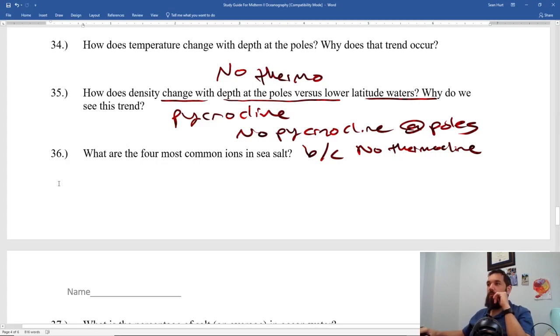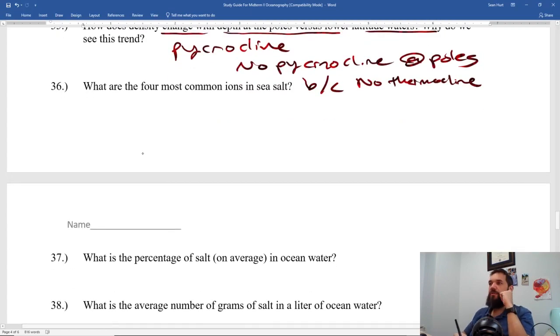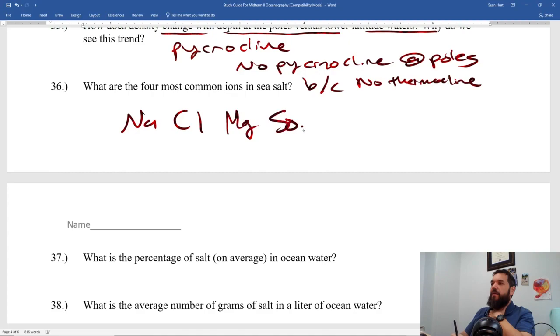All right, what are the 4 most common ions in sea salt? So moving on to ocean chemistry, definitely know those. Those are going to be on the test big time. Sodium, chloride, magnesium, sulfate, okay? So this is Na+, Cl-, Mg2+, and SO4 2-, okay?